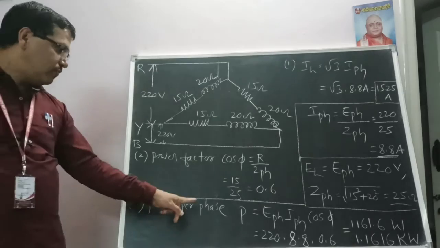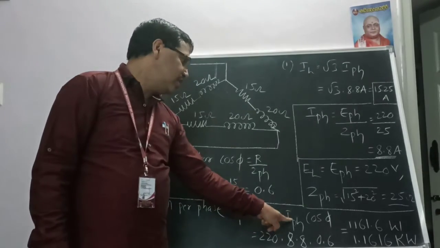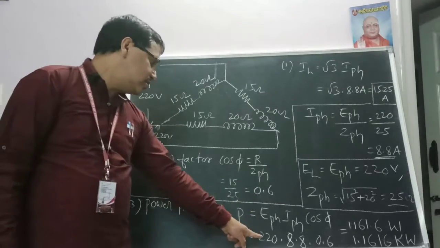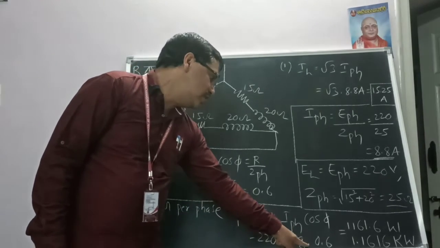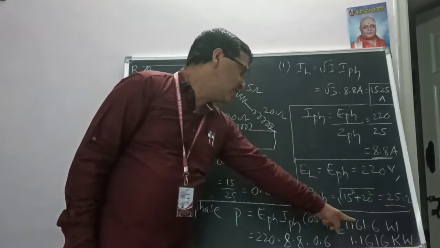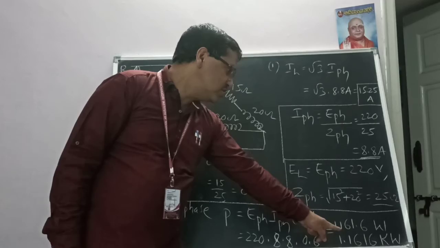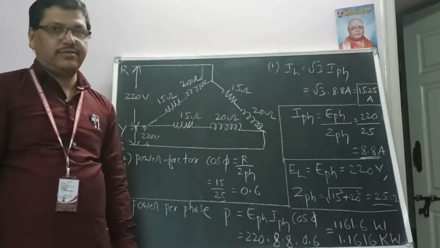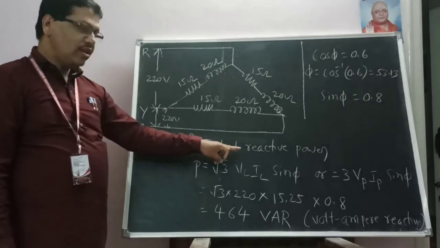Next, the third concept, power per phase. We already know the relation P is equal to E phase, I phase, cos phi. So E phase is 220, multiplied by I phase 8.8, multiplied by cos phi 0.6. Answer is 1161.6 watts, which is also called 1.1616 kilowatts.